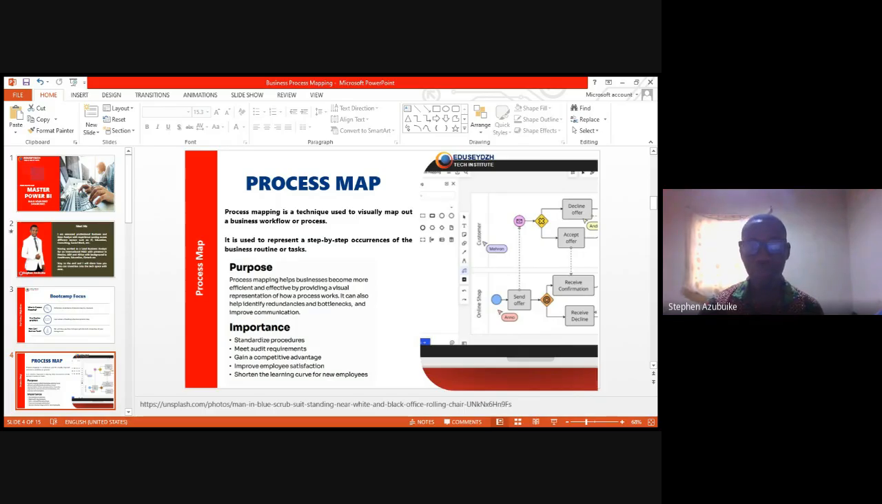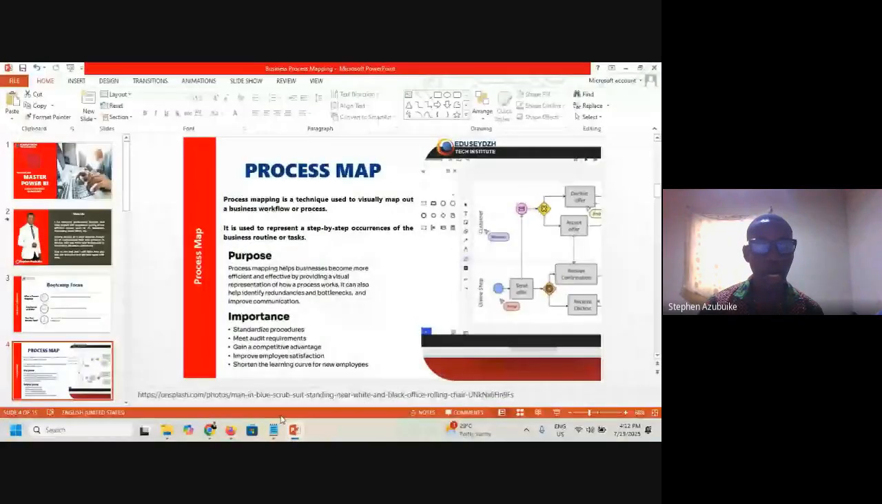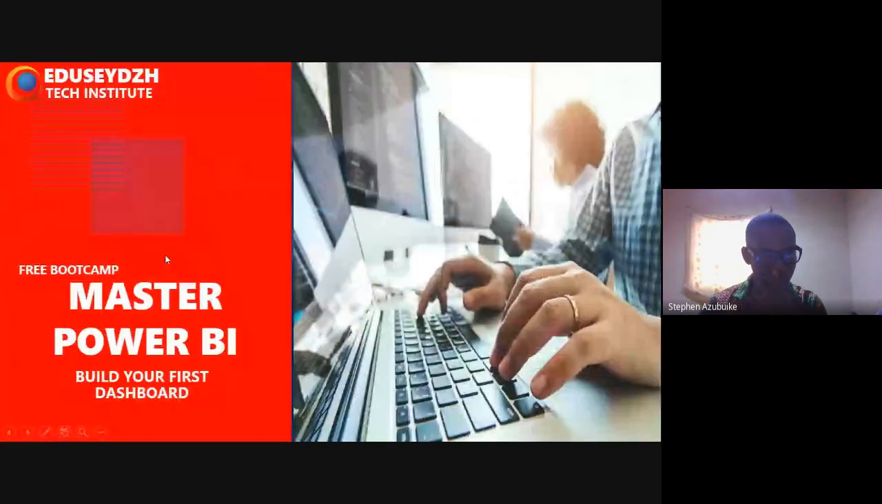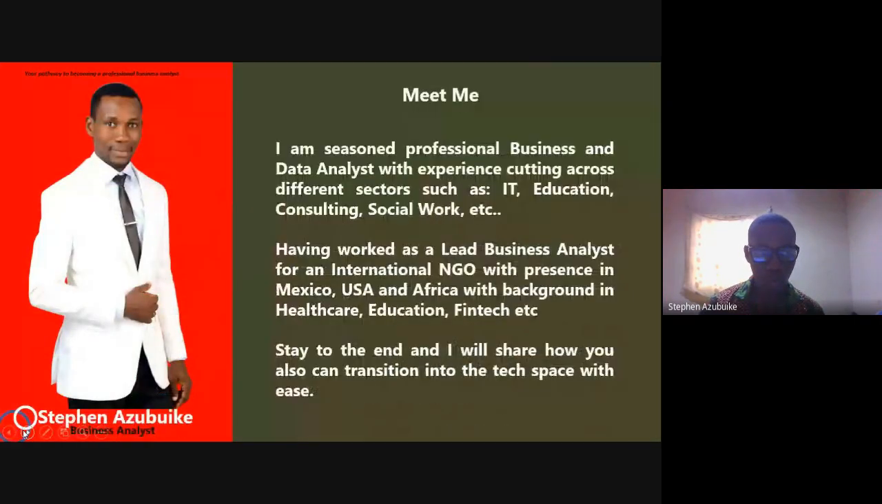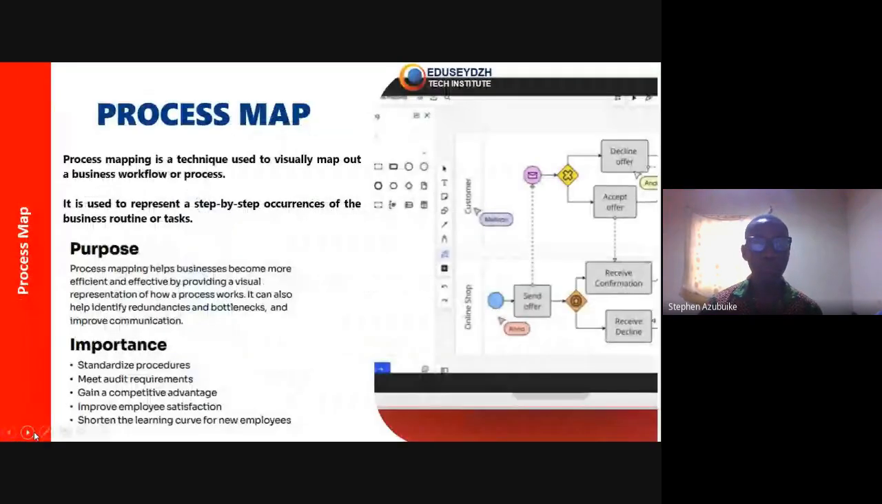What is a process map? Let me share this in full. I'm just going to do this and then reshare my entire screen so that it can be very full for you guys. Okay. So what is a process map? Like we have here, we say a process map is a mapping technique used to visualize or map out a business workflow.